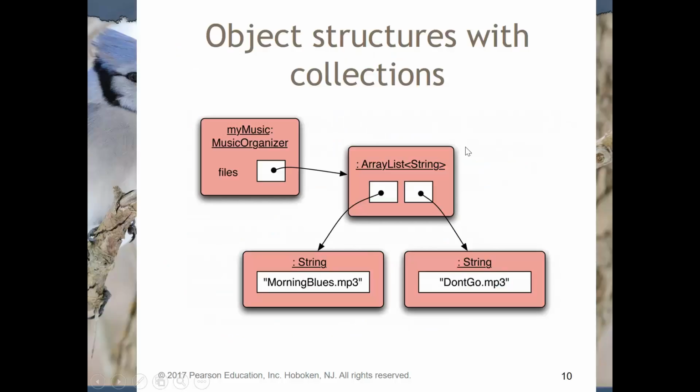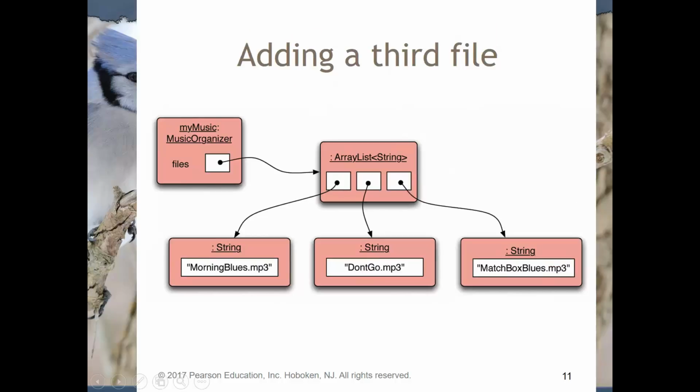All right, so with this object diagram, files is an array list. Array list is made up of these two files, morning blues and don't go. These are just occurrences or instances within this. This is an instance within this. Adding a third file would look something like this, where the array list simply has a third instance.